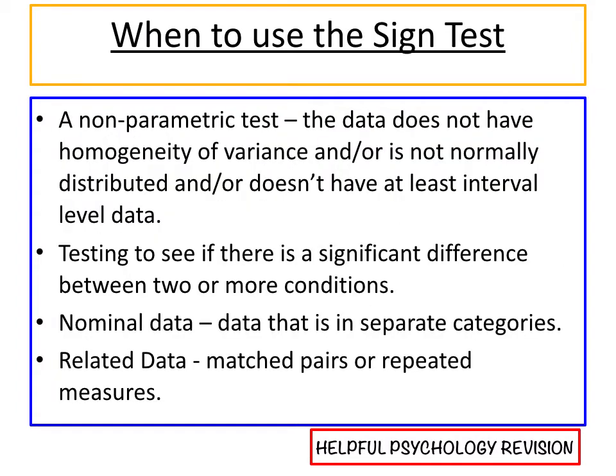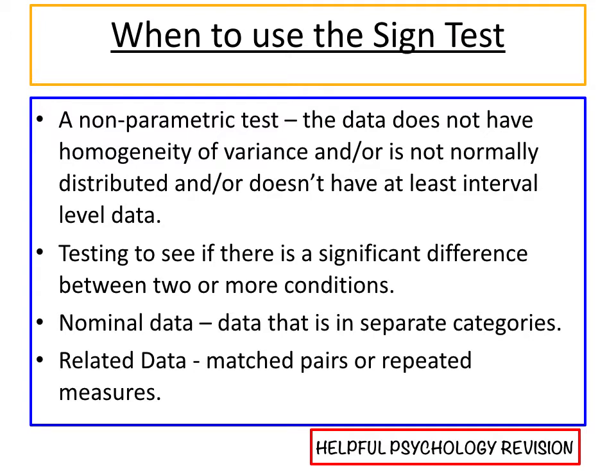So when do you use the sign test? There are criteria that your data needs to meet to use the sign test. Firstly, the data should be non-parametric. So it doesn't have homogeneity of variance, and/or it is not normally distributed, and/or it doesn't have at least interval level data. So if it doesn't meet any one of those three criteria, then you use a non-parametric test.